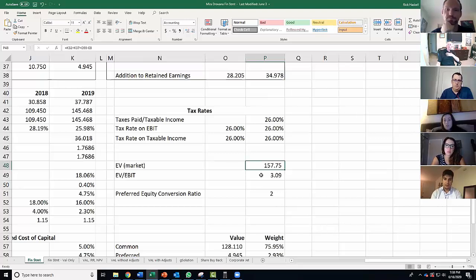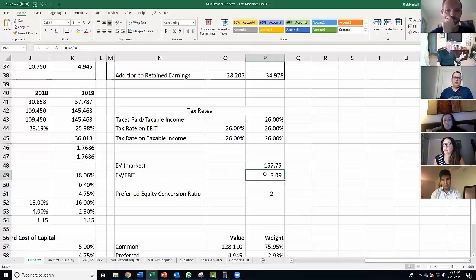Now, this is an observed multiple, this 3.09. It's taken by dividing this 157.75, which is the enterprise value for the base year, by the base year's EBIT to get this 3.09. But it just gives us a place to start. It gives us an observable point, right? And if I look at this company, and I find that every year for a string of years, its enterprise value divided by its EBIT was about 3, then I now have an observable multiple. It's got some consistency to it. I have history, precedence.